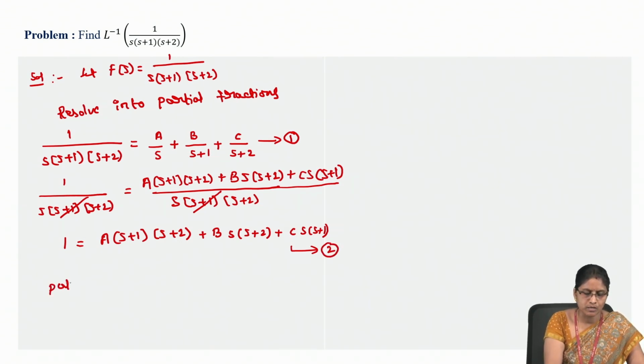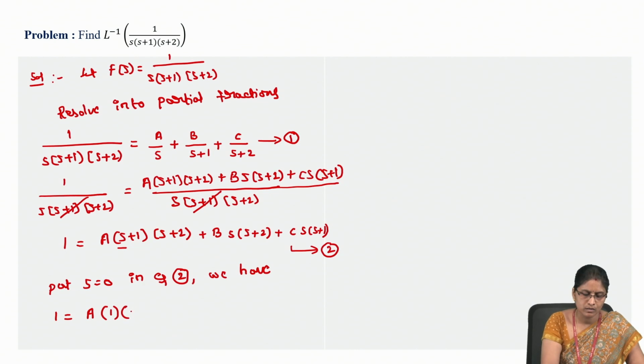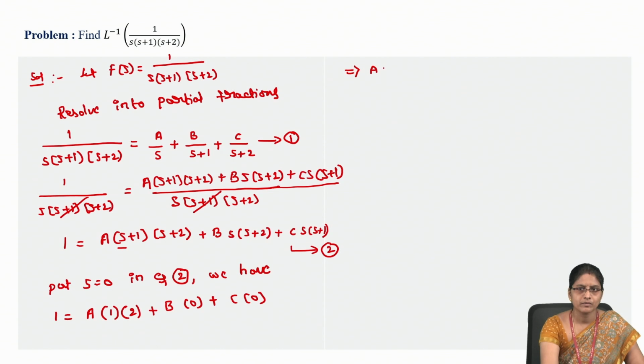First, put s is equal to 0 in equation 2. We have 1 is equal to a into, s is 0, 1 into 2 plus b into 0 plus c into 0. That implies a is equal to 1 by 2.